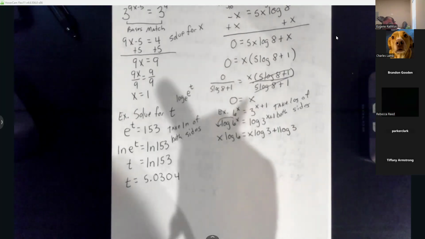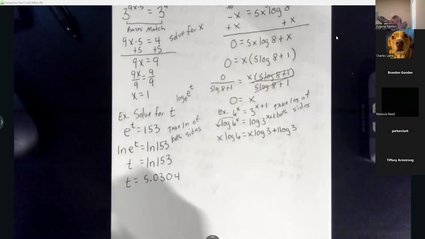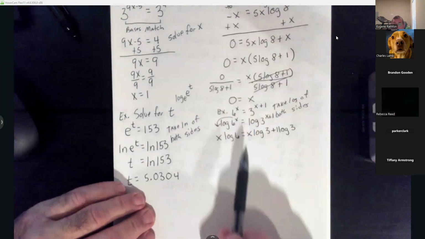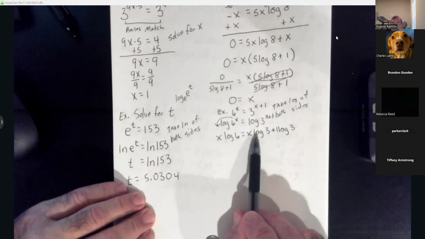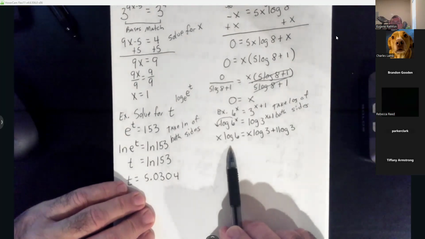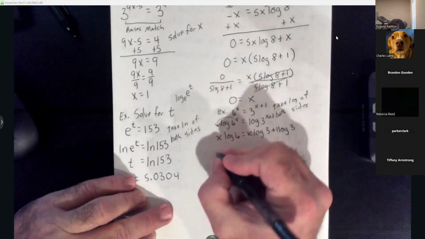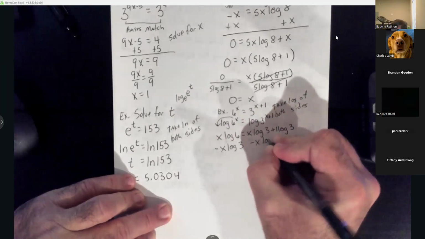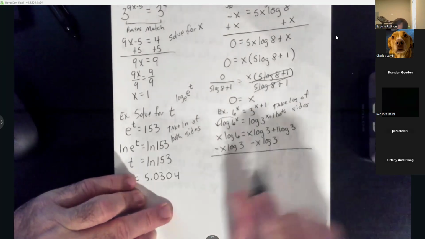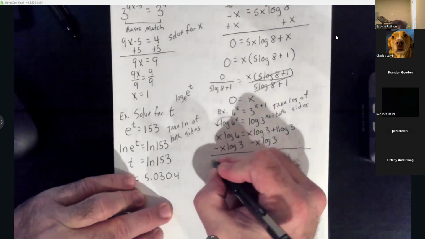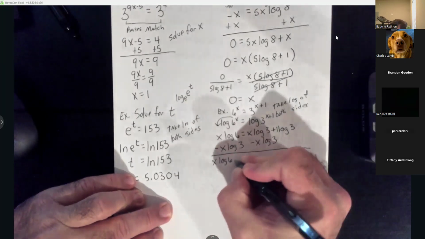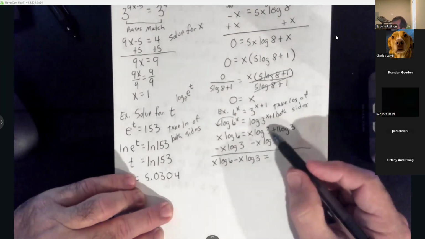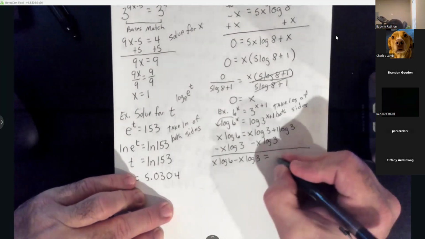So it sort of goes back to what I had a while ago. Up here where I had to get the x's on one side, I got an x over here and an x over here. So let's move these x's to the left side. And y'all, to do that, we're going to subtract x log 3 from both sides. So these are not like terms. So we're going to have an x log 6 minus an x log 3. And on the right side, those cancel. So all that's left is the log 3.